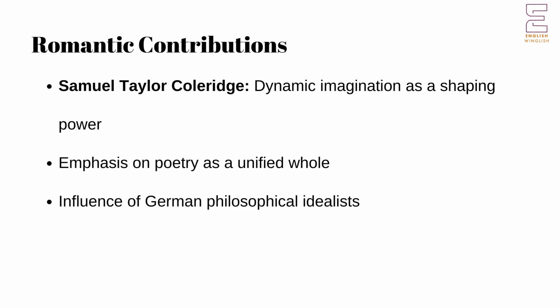Romantic contributions. The Romantic movement in Europe during the late 18th and 19th centuries further developed the concept of form in literature. Coleridge, influenced by German philosophical idealists like Kant, Hegel, Fichte, and Schelling, introduced the idea of a dynamic imagination as the shaping power of artistic vision.